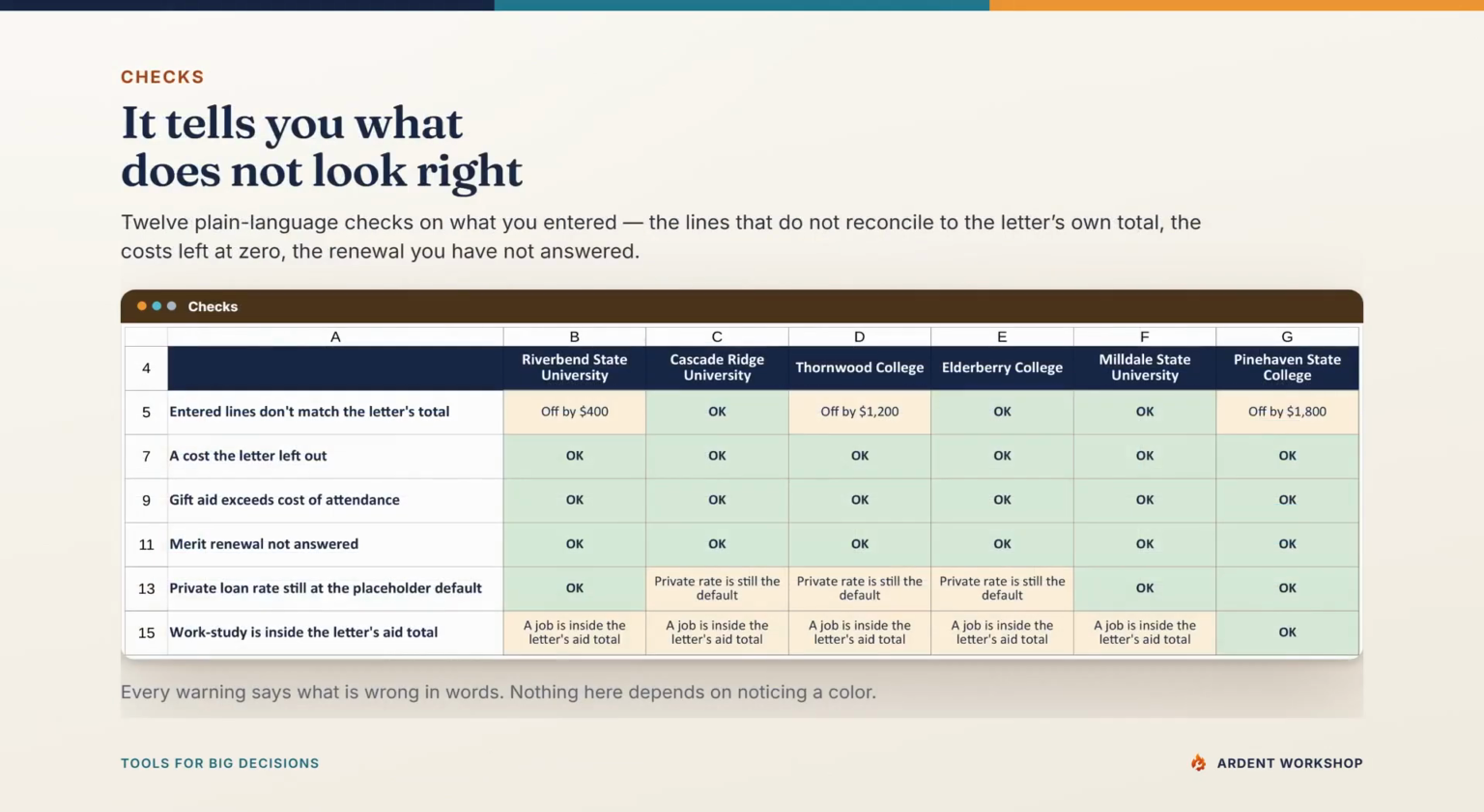12 plain language checks on what you entered. The lines that do not reconcile to the letter's own total, the costs left at 0 that the letter probably omitted. The renewal question you have not answered yet.